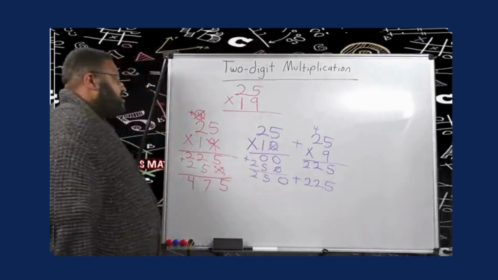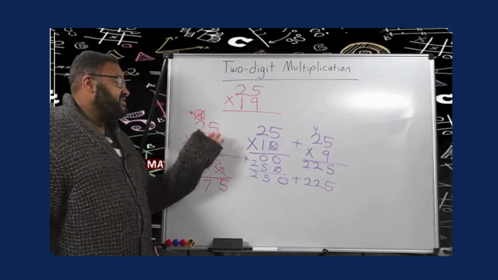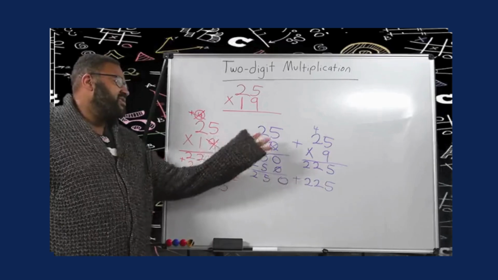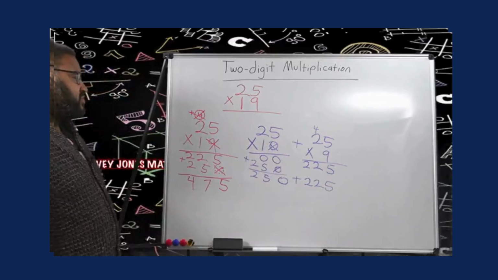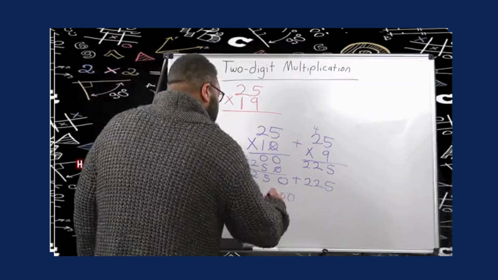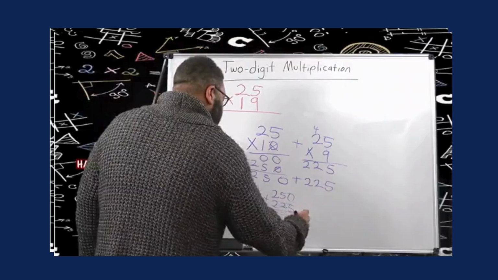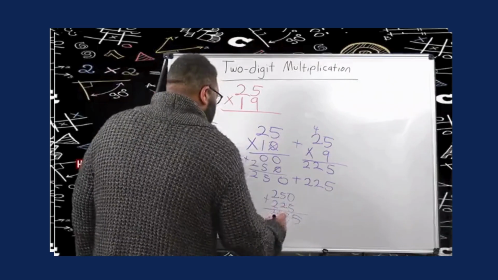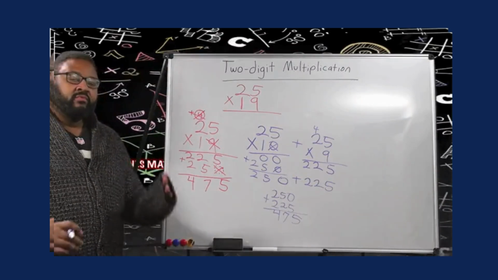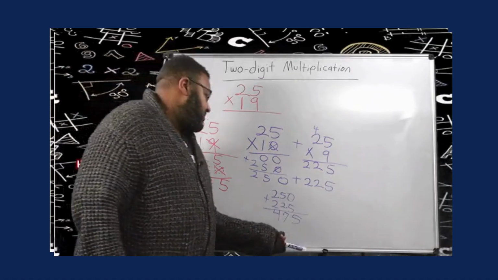Okay? So this is Daddy's way. This is the modified Daddy's way. It all depends on if you want to split it up, you can split that up as well. So now I'm going to add 250 plus 225, 475. So that's where we are with that.